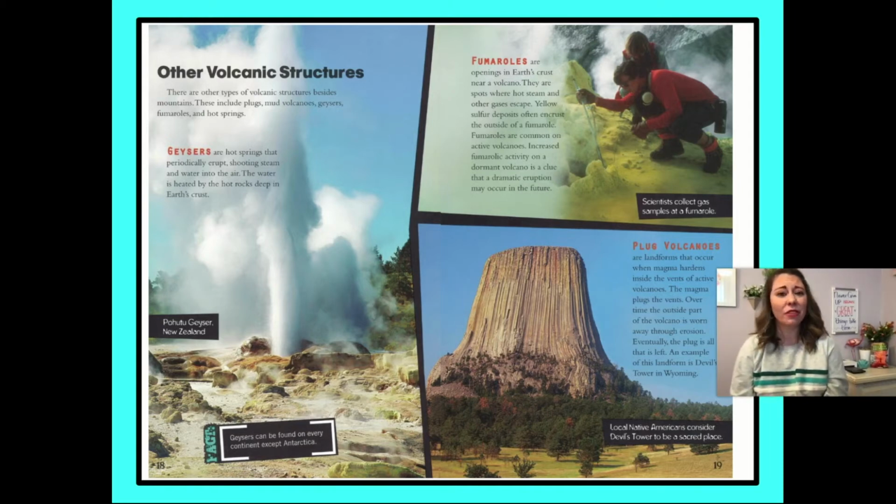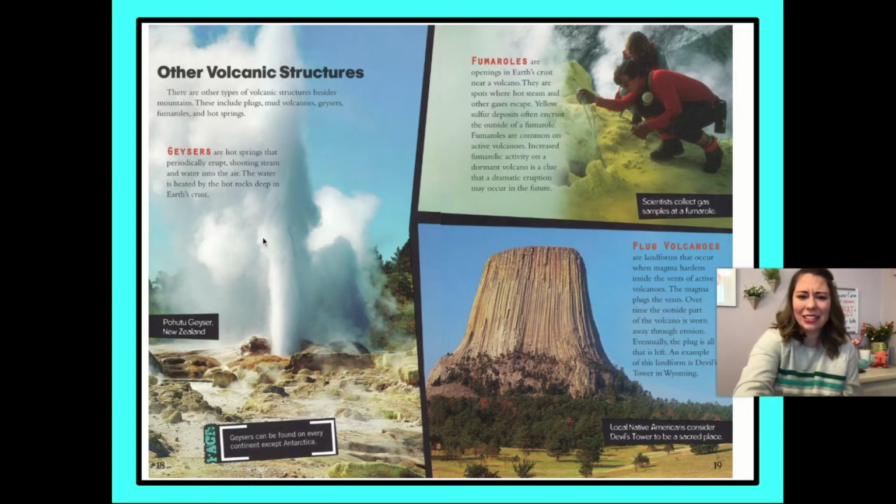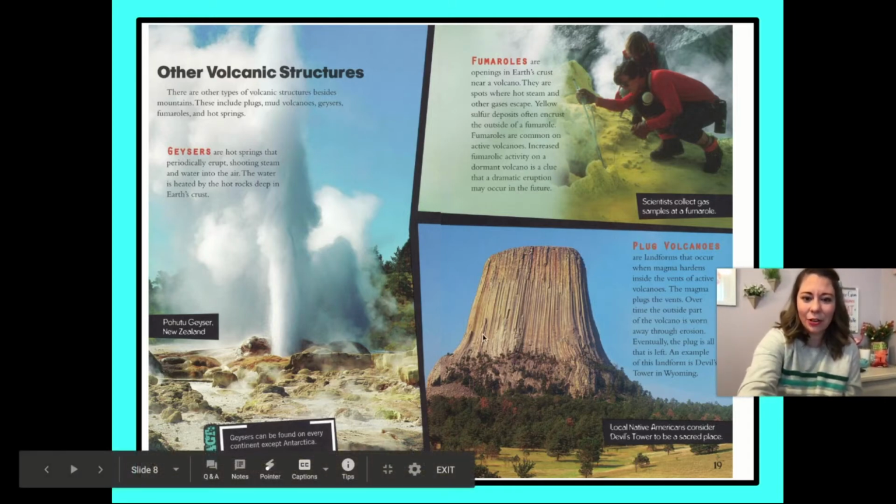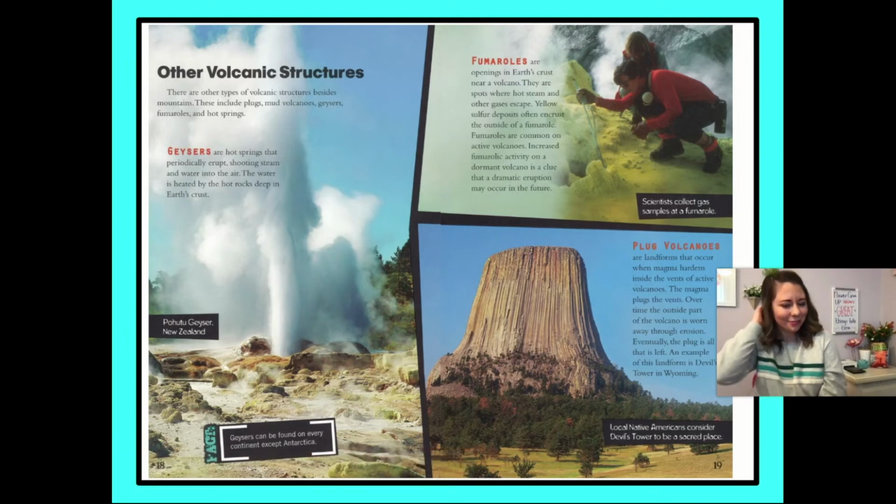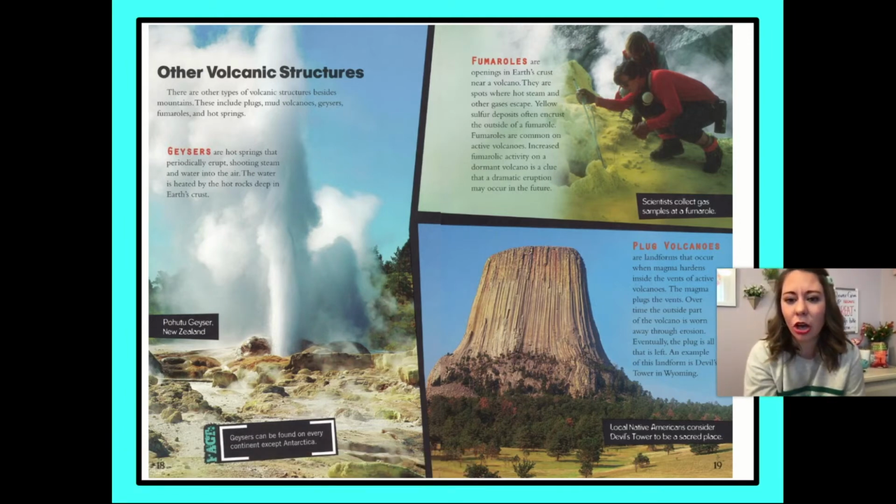And then lastly, we have plug volcanoes. Now, this is interesting. This doesn't even look like a volcano. It looks like a big flat mountain, right? So plug volcanoes are landforms that occur when magma hardens inside the vents of active volcanoes. The magma plugs the vents. Over time, the outside part of the volcano is worn away through erosion.